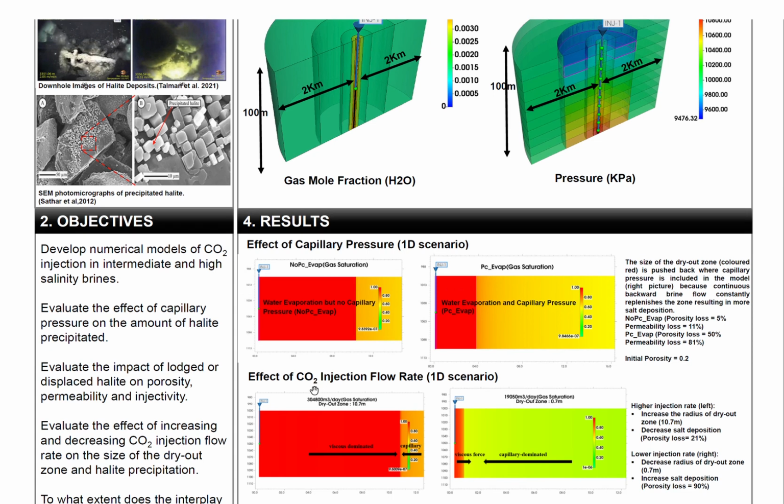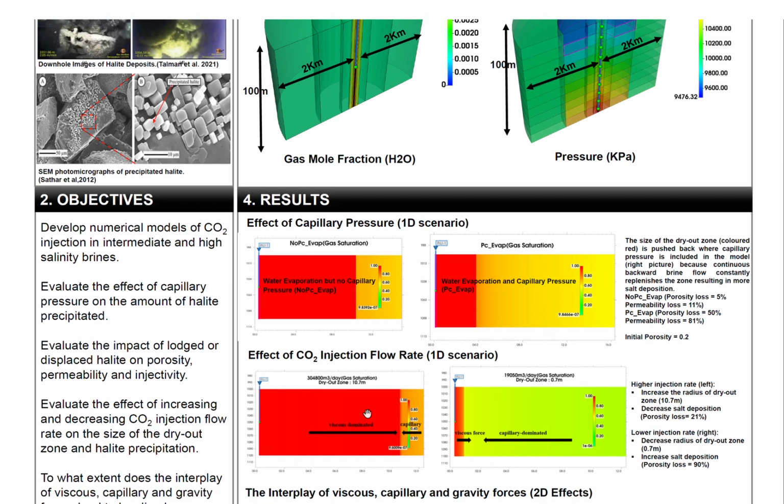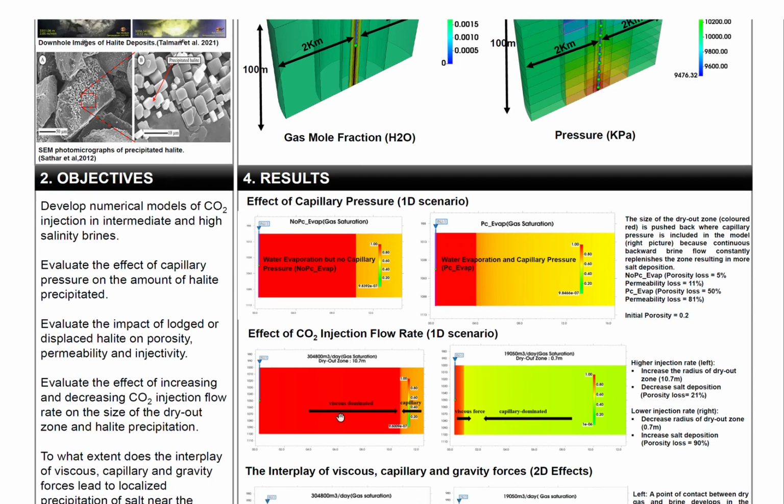So for the effect of the CO2 injection rate, on the left hand side we have a higher injection rate, and the dryout zone here is 10.7 meters. On the right hand side, we have a lower injection rate, and we had a dryout zone of 0.7 meters. For the higher injection rate, viscous forces dominated and suppressed capillary pressure. But for the low injection rate, we see that the capillary forces overcame the viscous force. So for the high injection rate, that's the left hand side, there was an increase in the dryout zone, 10.7 meters, which you can see here.